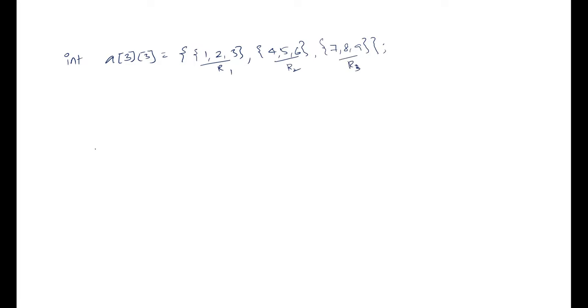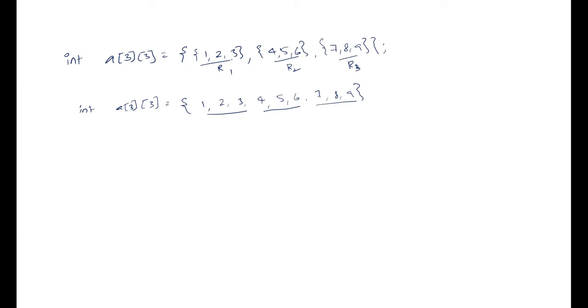You can give it this way, or else you can also give one, two, three, four, five, six, seven, eight, nine, this way. But the compiler takes the first three as the first row, the second three as the second row, and the next three as the third row. So that is how it works.